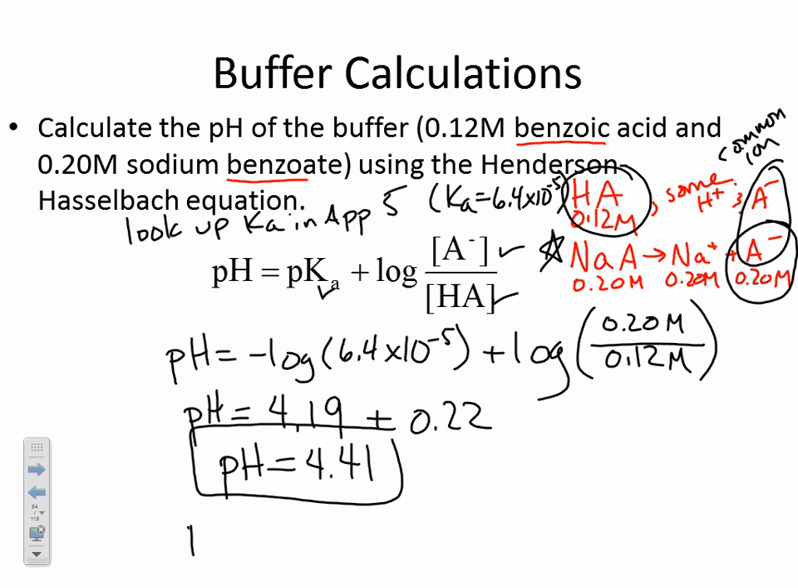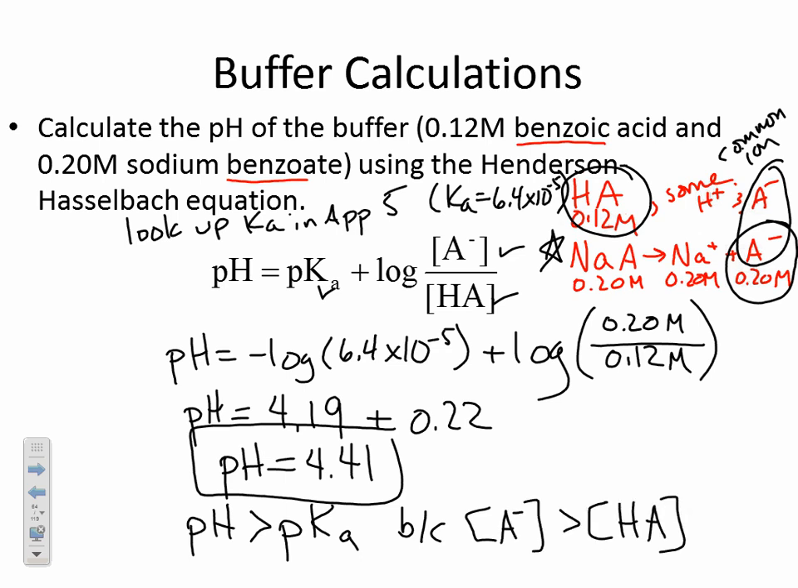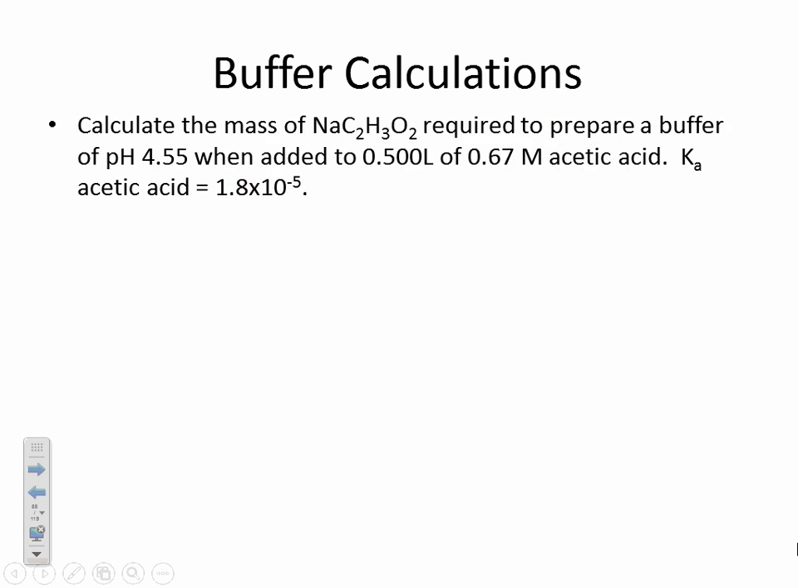Now notice, the pH in this case is greater than the pKa, right? 4.41 is greater than 4.19. The reason is because in this case, the weak base concentration is greater than the weak acid concentration, right? The 0.2 over 0.12. So our pH is slightly more basic than the pKa because you have greater quantities of your weak base than you do your weak acid. So there you go, pH of a buffer, not hard. Calculating the pH of a buffer might be the easiest part of buffer chemistry.